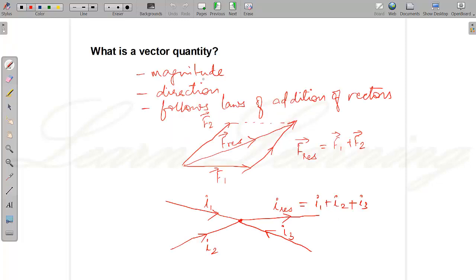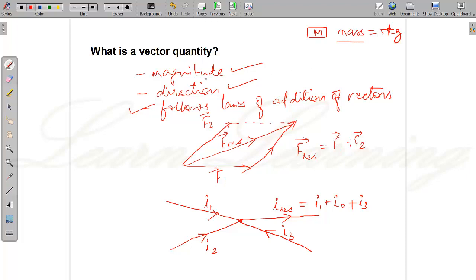The definition of a vector quantity: a vector quantity is a quantity which has a magnitude, has a direction, and also follows the laws of addition of vectors. As I told you, let's say you have a mass m, and it is given that the mass is 5 kg. Then you know that this mass has a magnitude, but it doesn't have a direction. So mass is not a vector quantity.